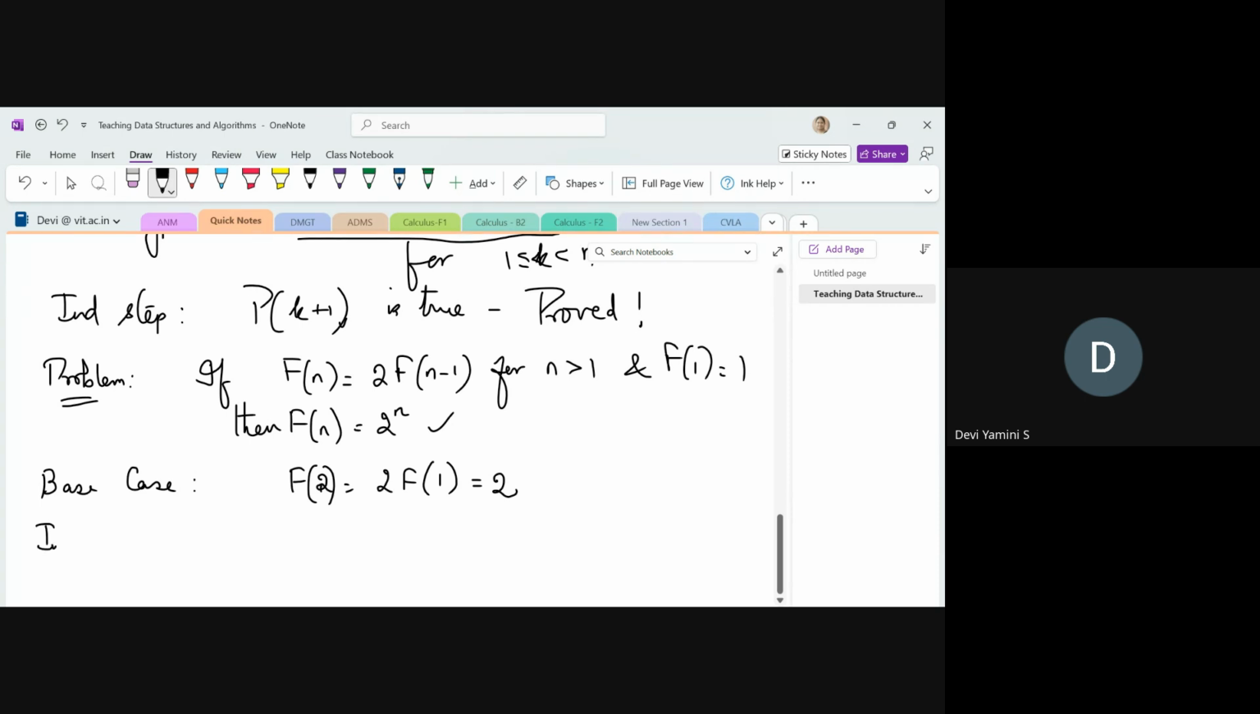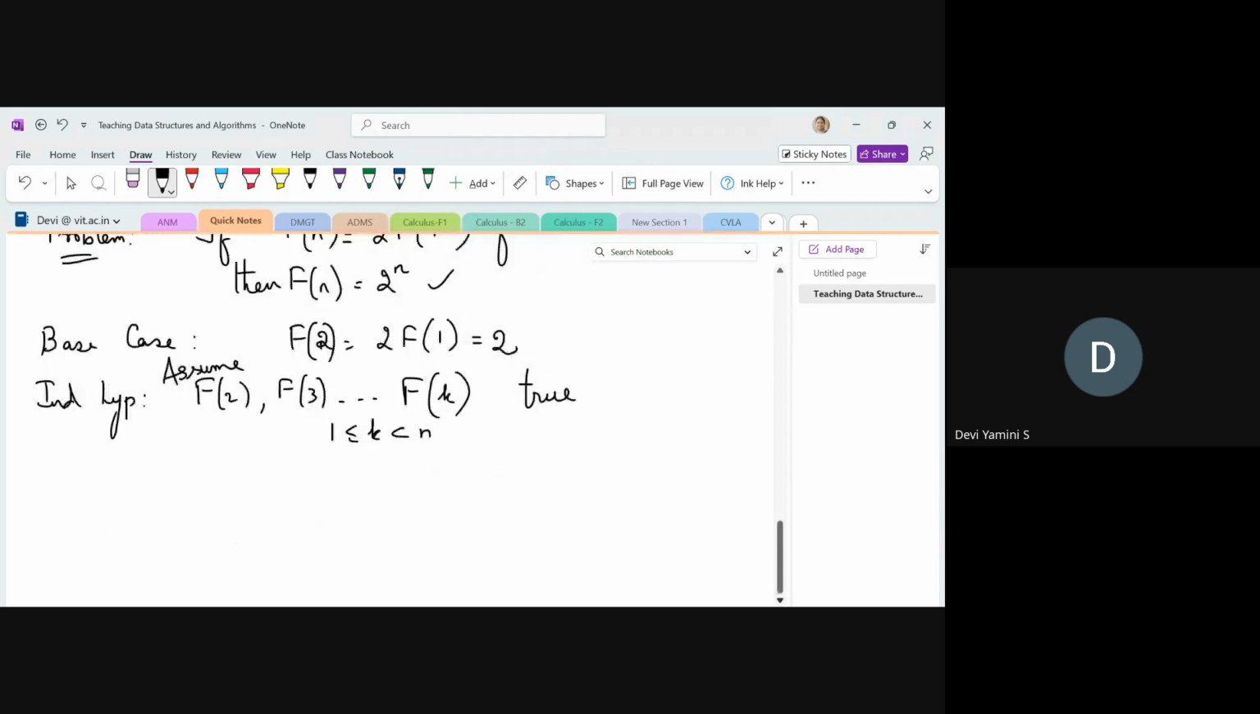Now induction hypothesis says that we assume f of 2, f of 3, etc., f of k to be true. This is our assumption, where k is lying between 1 and n. So this is our induction hypothesis. Now we are going to prove the induction step for k plus 1.